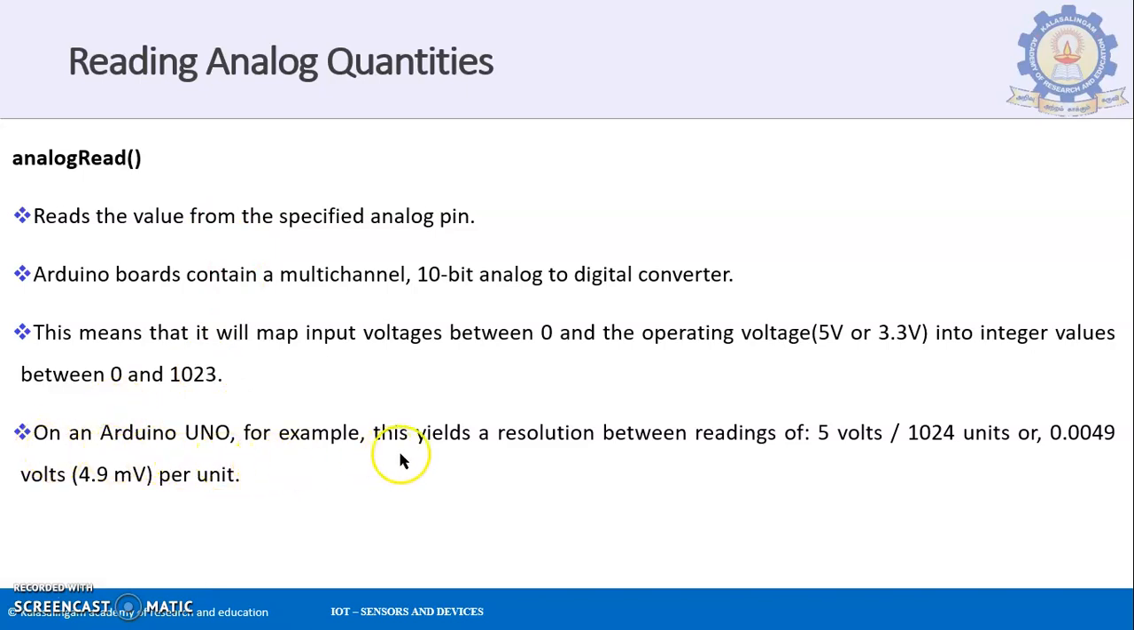On an Arduino Uno, for example, this yields a resolution of 5 volts per 1024 units, that is 0.0049 volts. So each step in my analog to digital conversion: 0 means 0, 1 represents 0.0049, and 2 represents double this value, 0.0098, and so on. 3 would be 0.0147, and so on. So it is 4.9 millivolts per unit. So 4.9 millivolts into 1023 is the value that you will be getting as the total voltage. That is the concept that is explained.